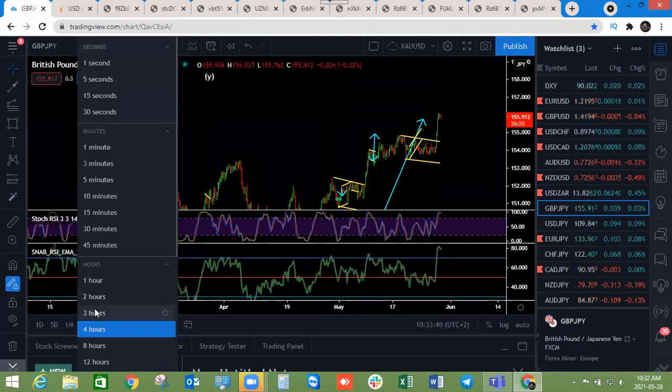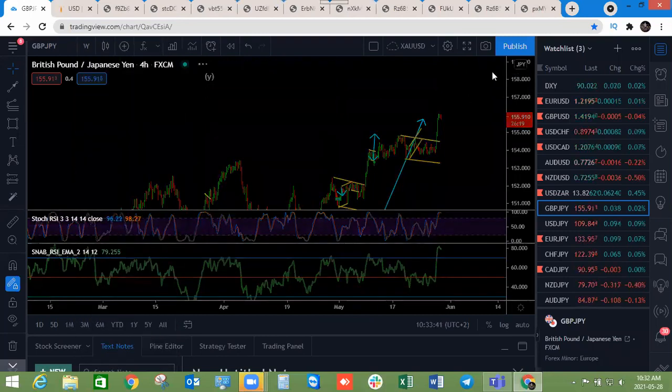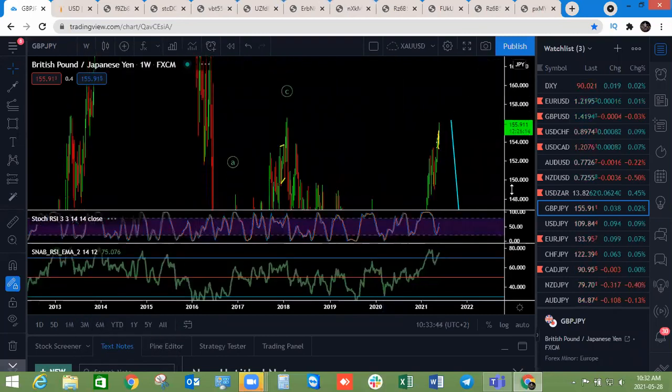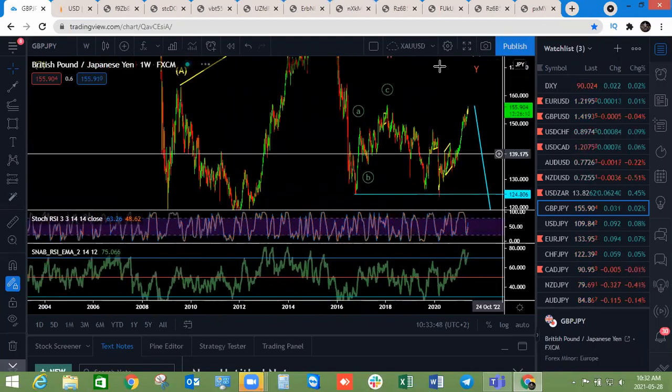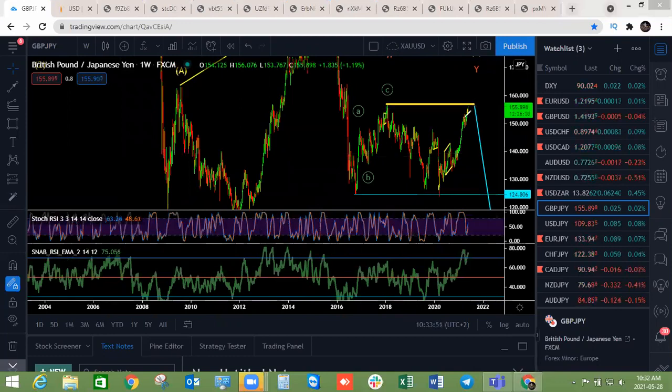What do I mean by the target of 156? This is what we've been speaking about for weeks. For weeks, we have been talking about this. That is the structure that we've been looking at on pound yen for weeks. Now we've reached that level.